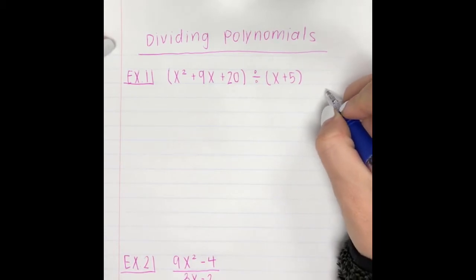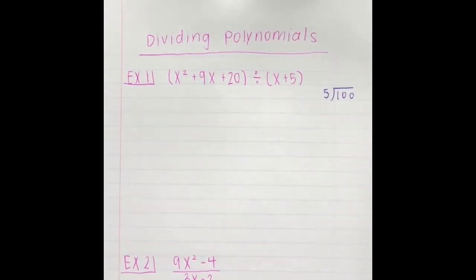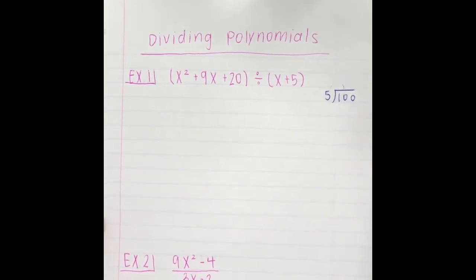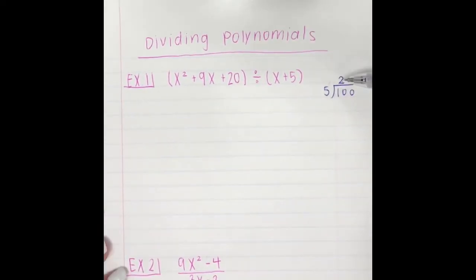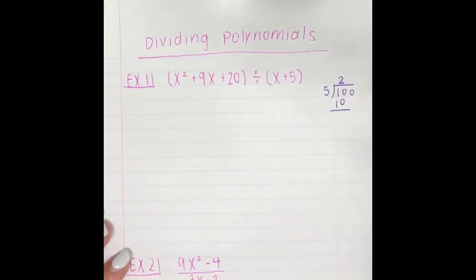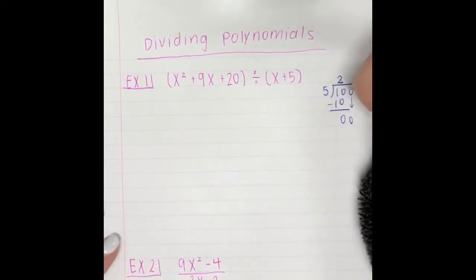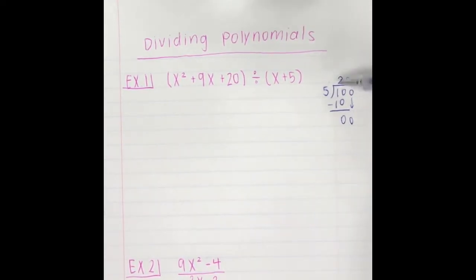If you wanted to divide 5 into 100, you would set it up like this, and you would do long division, right? So you would say 5 can go into 10 2 times, right? Because 2 times 5 is 10. So 2 times 5 would give us 10, and then we would subtract it. So 10 minus 10 was 0. We would bring down a 0, and 5 can go into 0 0 times, okay? 0 times 5 is 0, right? So 20 was your answer, okay?